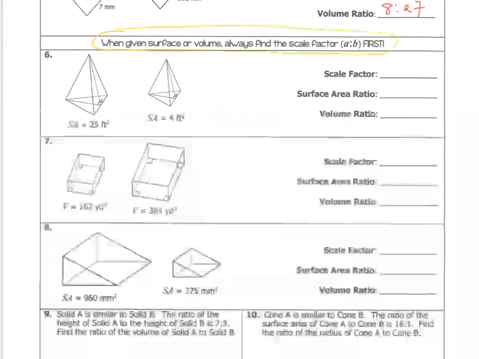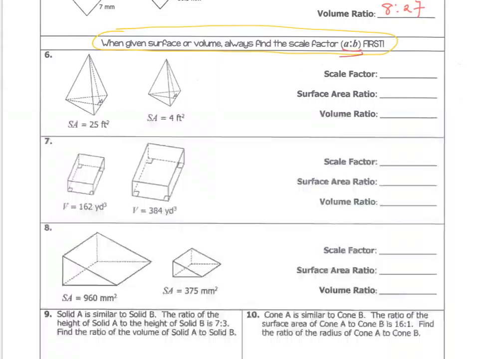When given the surface area or the volume, always find the scale factor of A to B first. We're going to find this scale factor first. So in this case, they've given us surface area. So if I have surface area, I'm going to write my ratio as 25:4.